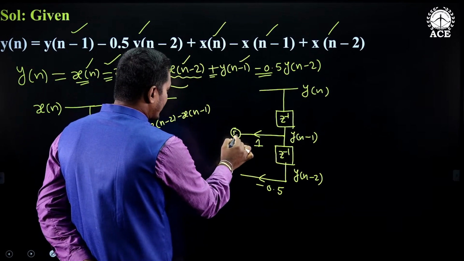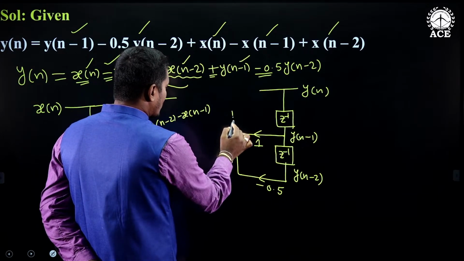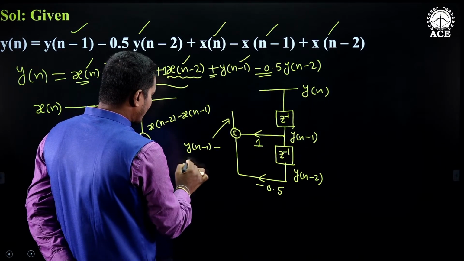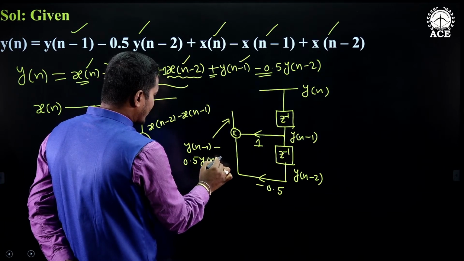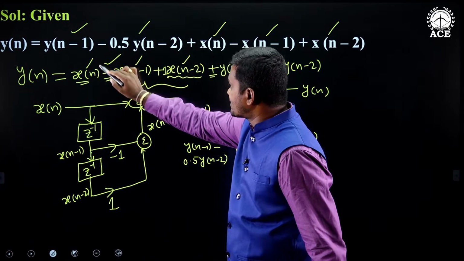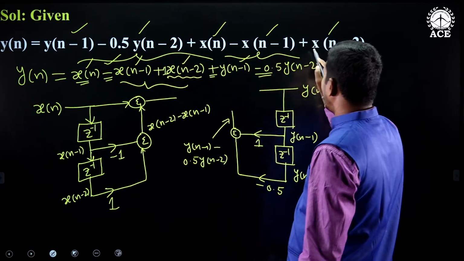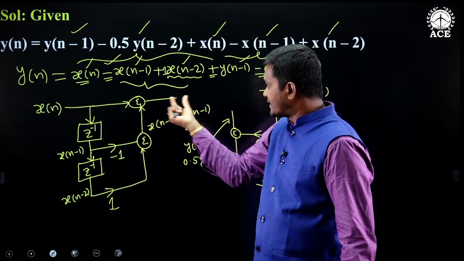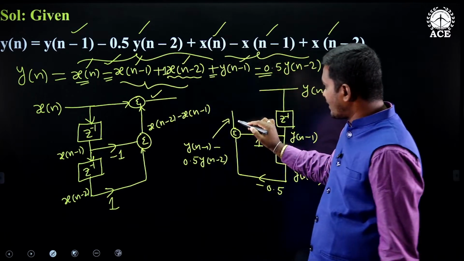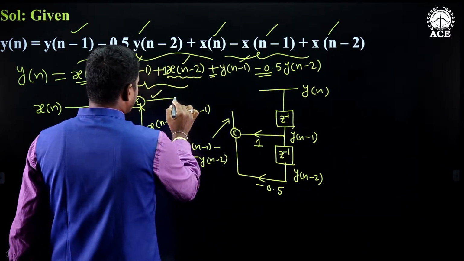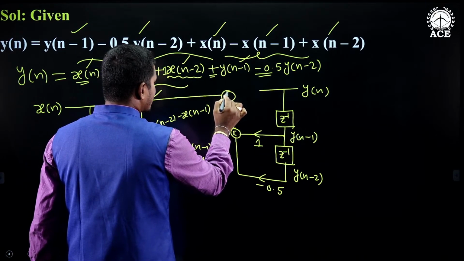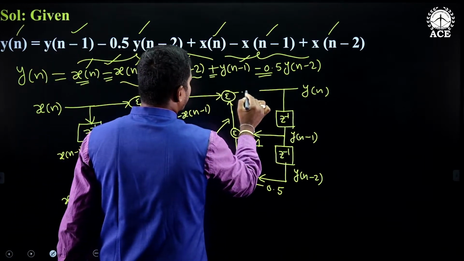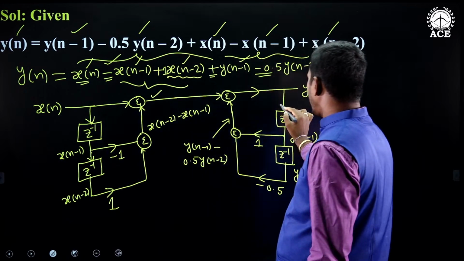Add these two. For this, you need one summer. What is the output of this summer? y of n minus 1 minus 0.5 y of n minus 2. So this part is over, this part is over. What is y of n? It is the addition of this part and this part. This part is coming from this summer, and this part is coming from this summer. Just add these two by using one summer. See, like this, it generates y of n. Arrows are important.